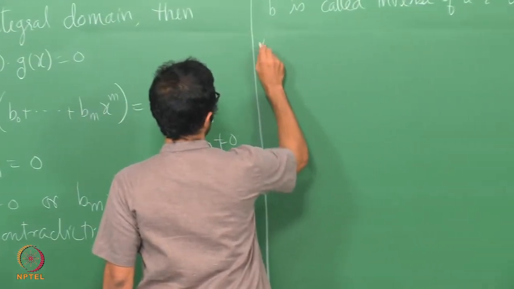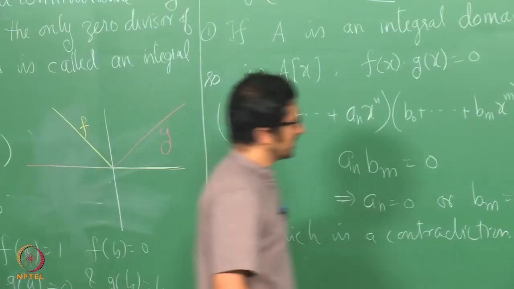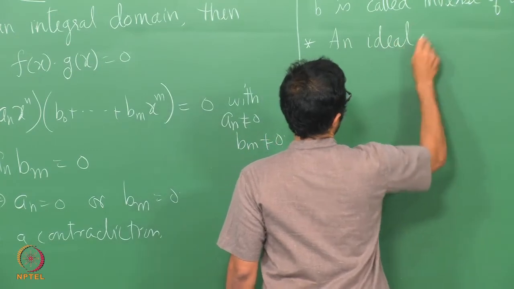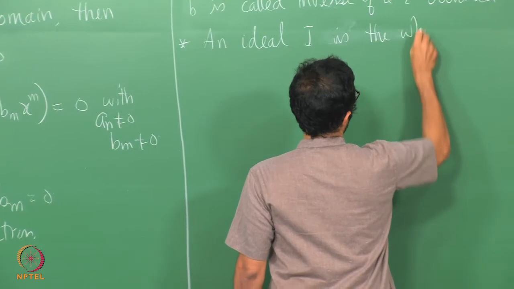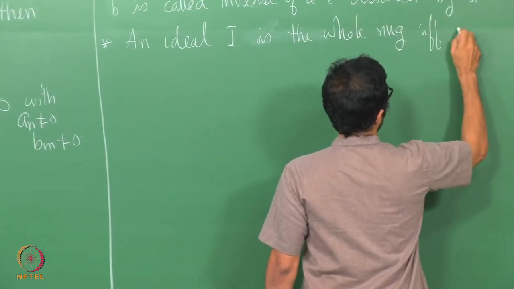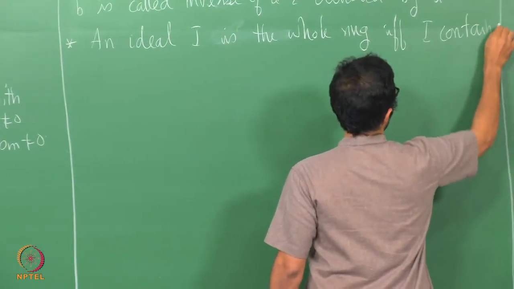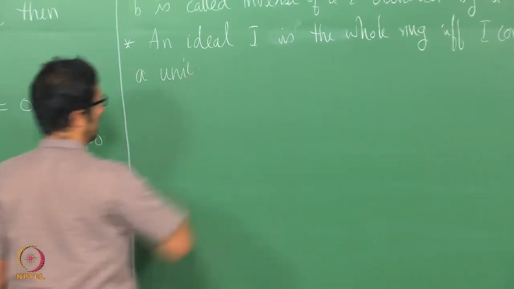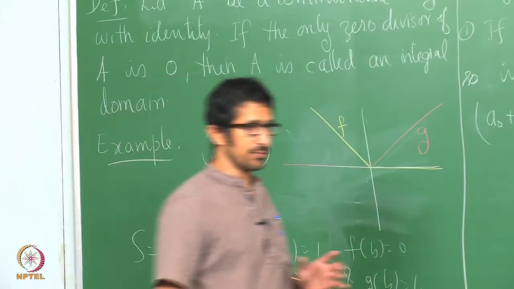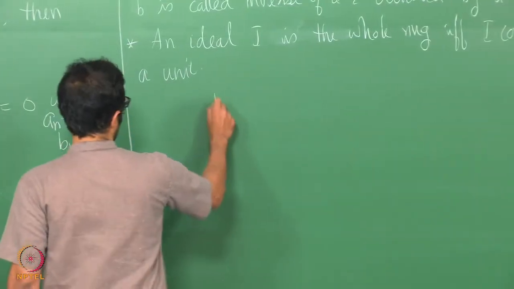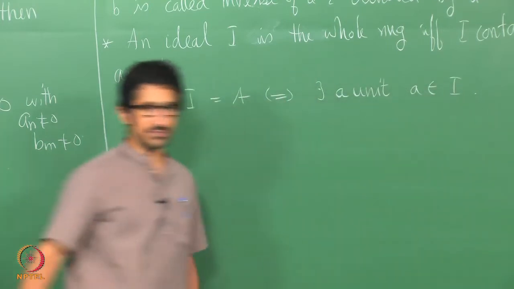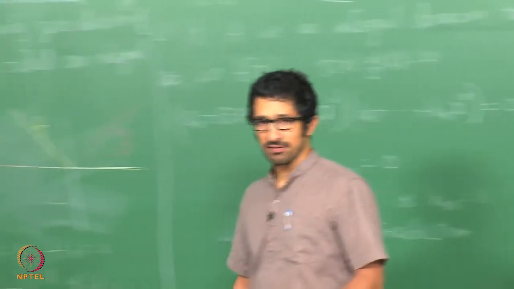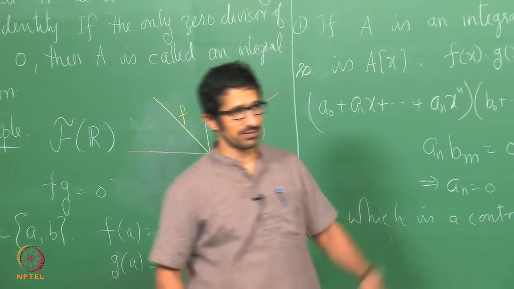A simple observation again comes from your first course in algebra. An ideal I is equal to the whole ring if and only if I contains a unit. This is in our situation, where we are considering commutative rings with identity. So I is equal to A if and only if there exists a unit in I. Of course, this easily implies this: if I contains a unit, you can multiply by its inverse and then multiply with all elements of A.